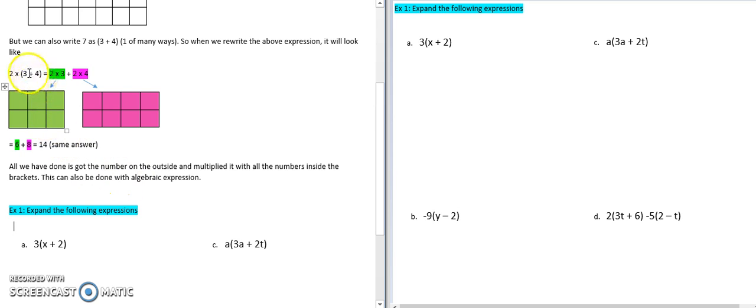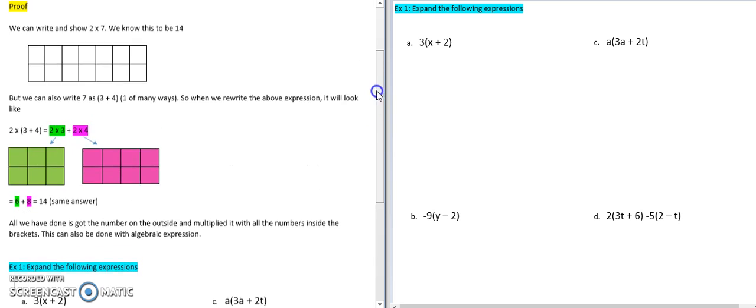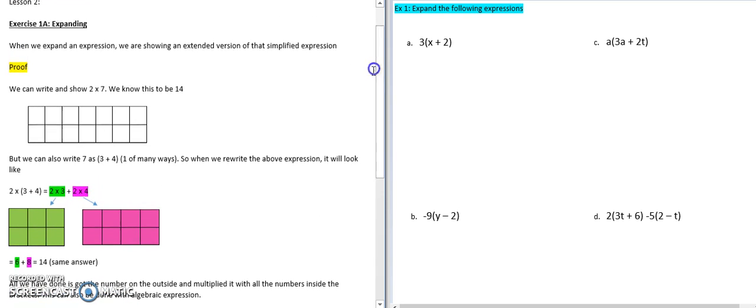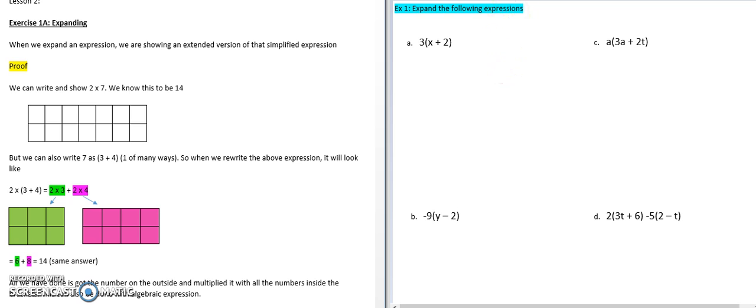Now, this is just an example using numbers, but we can also do this with algebraic expressions. So I'm going to leave this up on the side here, and on the right-hand side is where the examples are. The first example says expand the following expression. In this case, we now have a variable or a letter, which is x, and we don't have a number. But the principle of expanding out still applies.